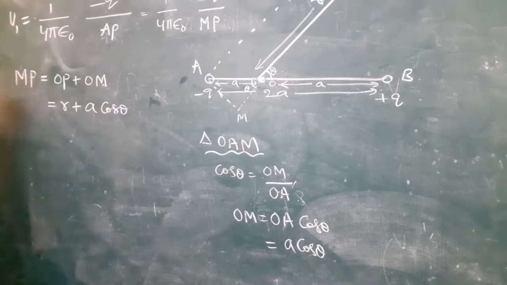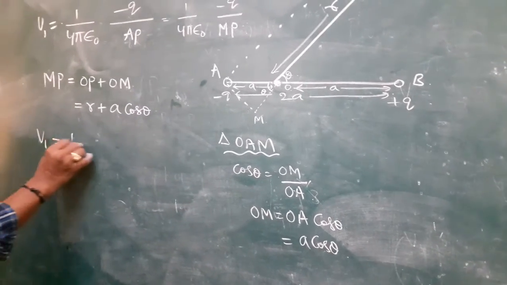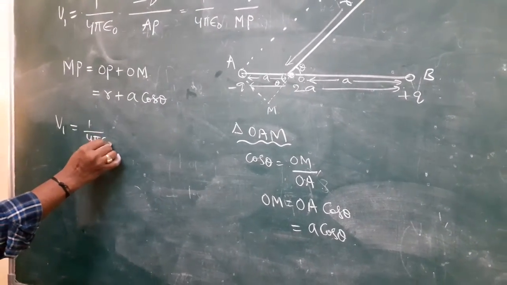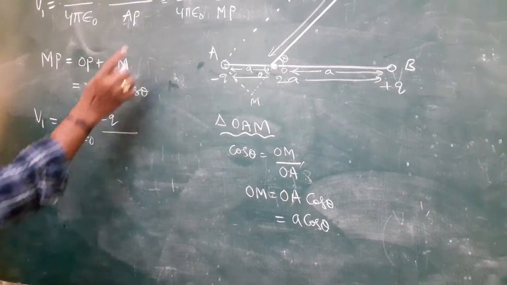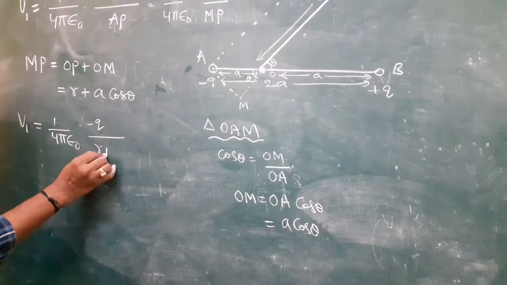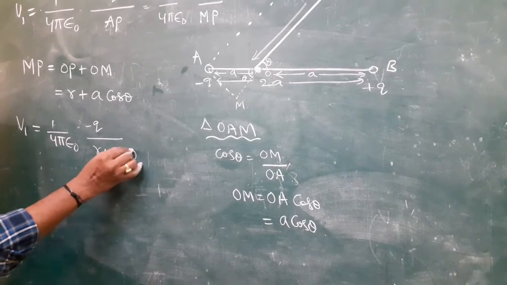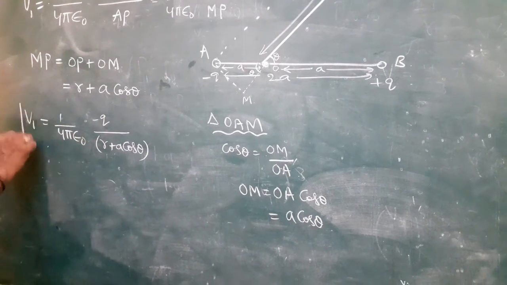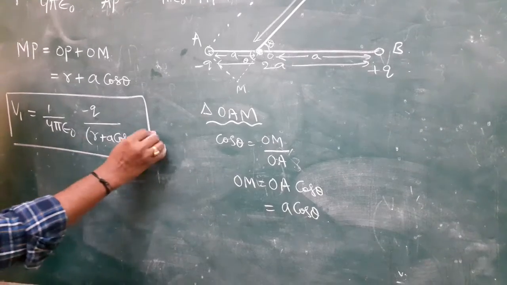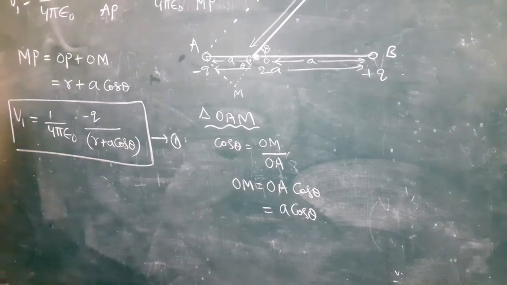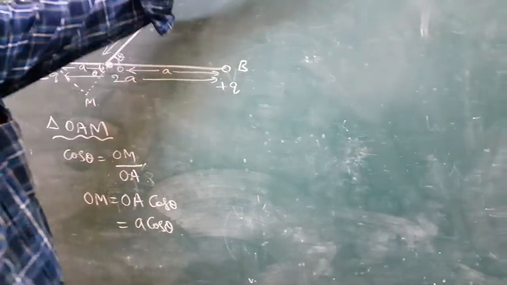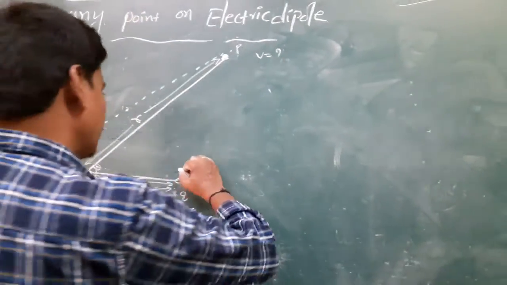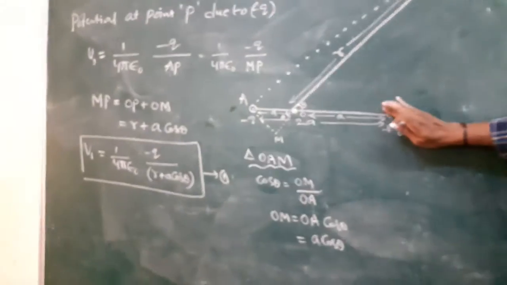Therefore, the potential at point P is equal to 1 by 4 pi epsilon naught times minus Q divided by MP, that is r plus a cos theta. This is equation 1. Next, what is the work done to bring the other charge from here to this point? That is the potential at this point.